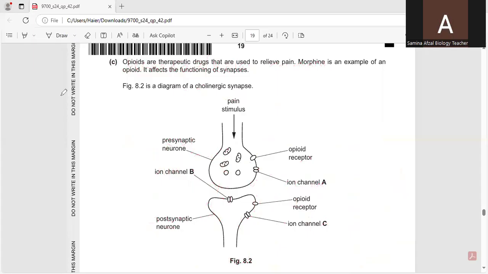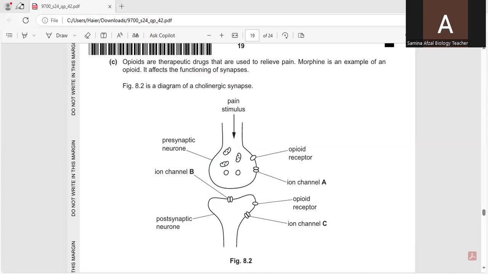Now the next question is, opioids are the therapeutic drugs that are used to relieve pain. Morphine is an example of an opioid. It affects the functioning of the synapse. Here is a diagram of the cholinergic synapses, and what happens in them. You can see the pain stimulates from one axon, and you can see the presynaptic neuron towards the postsynaptic neuron. You can see the opioid receptors are present on the presynaptic neuron, and on the postsynaptic neuron there are the receptors which are used to open up the channels for ion exchange.